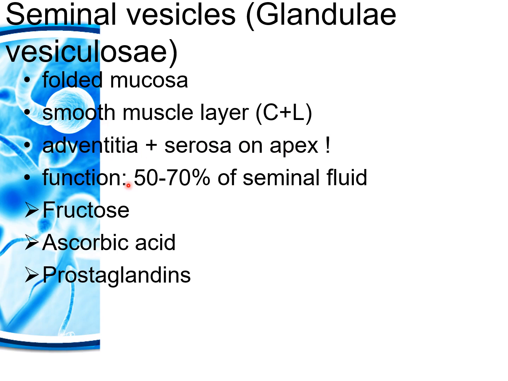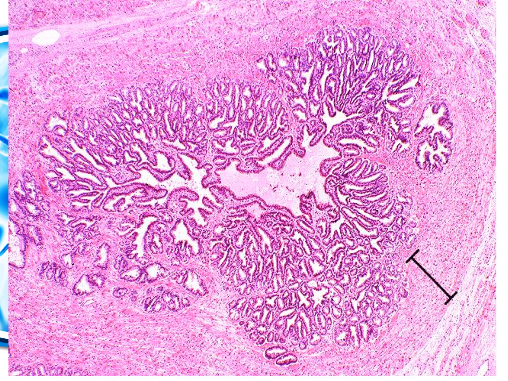on the apex. Function of the gland is to secrete 50 to 70% of the seminal fluid. It mainly secretes fructose, which helps for the metabolism and requirements of the sperms, also ascorbic acid and the prostaglandins, which are also secreted in large amounts by the seminal vesicles, although they were first described and first studied in the secretion of the prostate gland. That's why the name given is prostaglandin, but they are actually synthesized by the seminal vesicles in a larger amount.